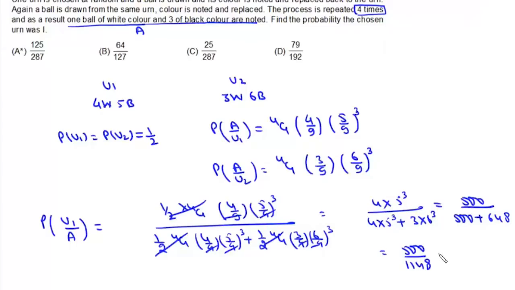And if we simplify this, it comes out to be 125 upon 287. So basically this problem is a mix of binomial probability, because we are replacing the ball every time, and Bayes theorem. Now here the question is, a letter is known to have come from either Krishnagiri or Dharmapuri. On the postmark, only 2 consecutive letters RI are visible.